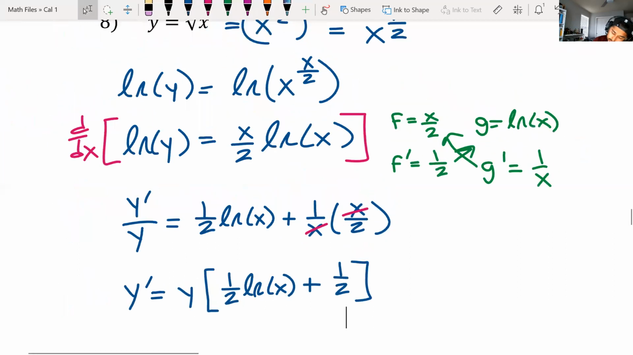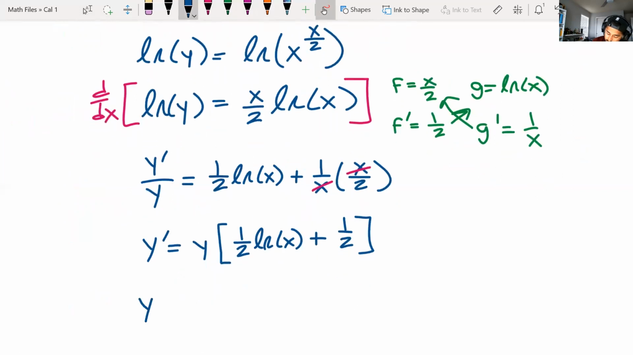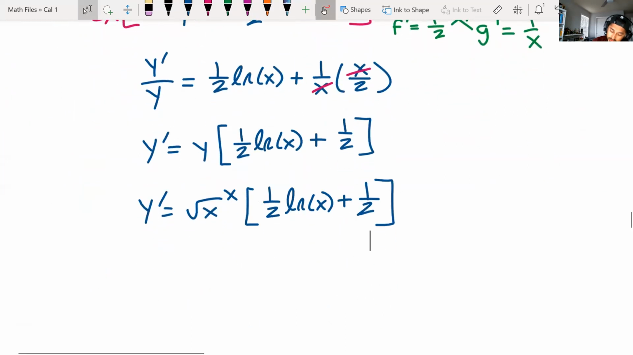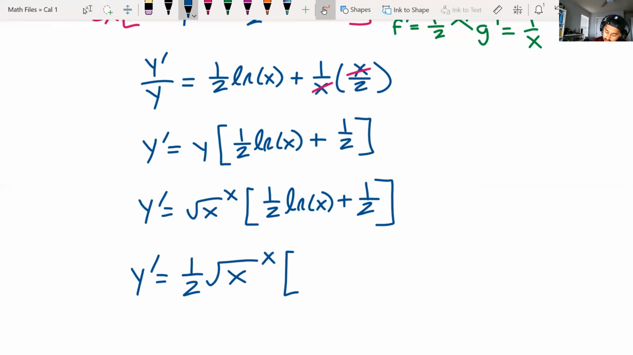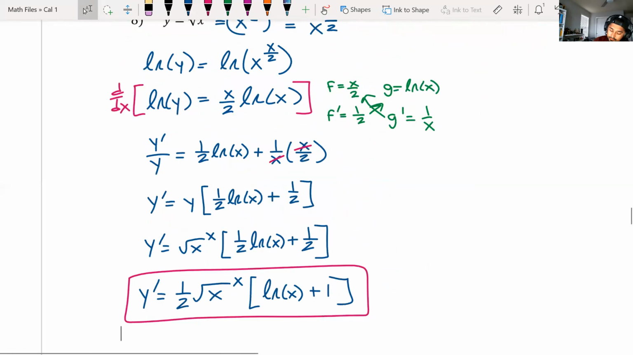And we're basically done. Y was the square root of x to the x. So you get y prime equals the square root of x raised to the x times 1/2 natural log x plus 1/2. If you really wanted to, or it makes you do it, you can factor out a 1/2 and be left with natural log x plus 1. There we go.